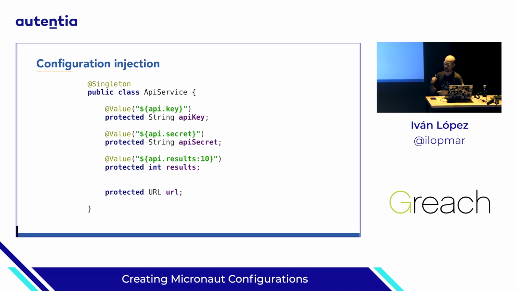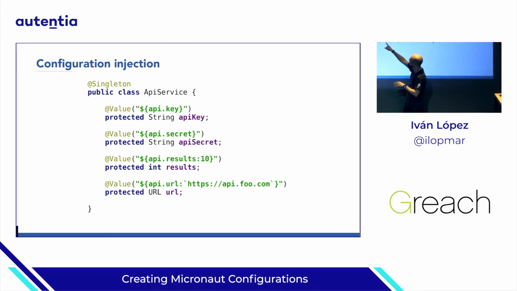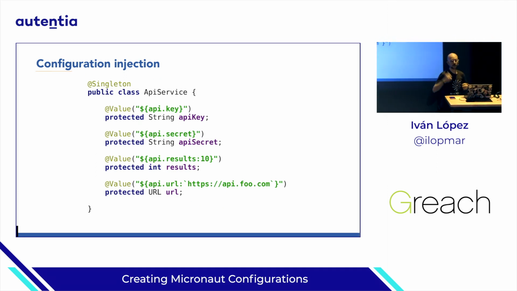We are using the colon to separate the key and the value, but if you want to use a colon in the default value, you need to escape the value with backticks. Because if you don't do that, Micronaut is going to look for api.url. If it doesn't exist, it's going to try to find another key called https. And if it doesn't exist, it's going to try to convert this, and it's going to fail because this is not a valid property name. So if you put a default value with a colon, you need to escape it with backticks.